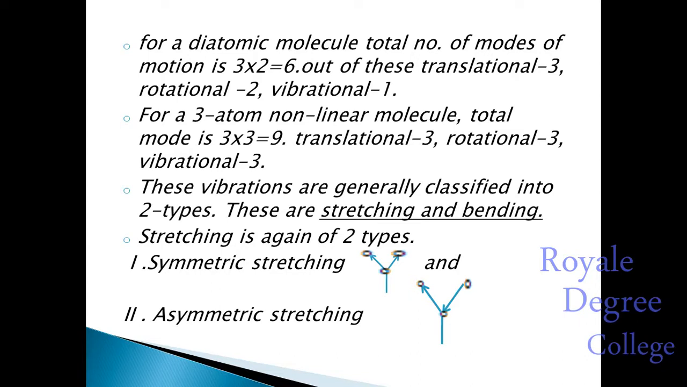These vibrations are generally classified into two types. These are stretching and bending. Stretching is again of two types. The first one is symmetric stretching. Here you can see the stretching is in the same direction, symmetric. And the second one is asymmetric stretching. Here you can see the figure, the stretching is in the opposite direction. They are not the same, so asymmetric.